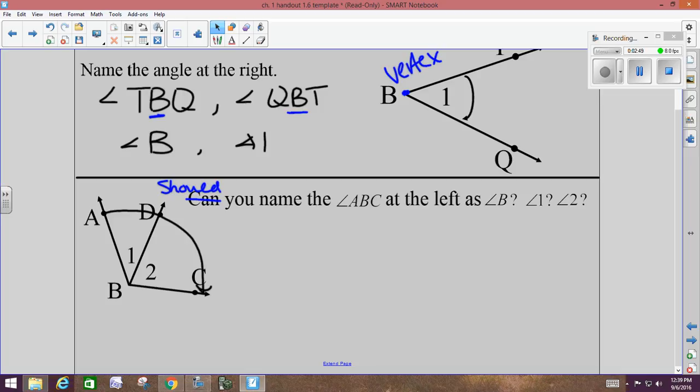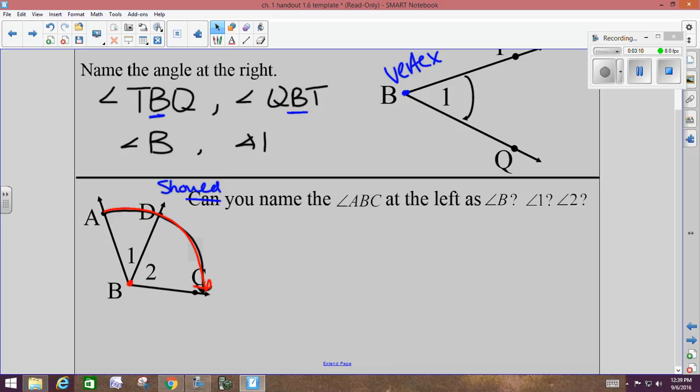I wouldn't name angle ABC angle 1 because this is only part of that entire angle. And same with angle 2. Angle B, I don't know if you guys heard Caitlin's explanation, you wouldn't want to name angle ABC, this whole thing, angle B. Because angle 1 is also using this as a vertex, and so is angle 2.